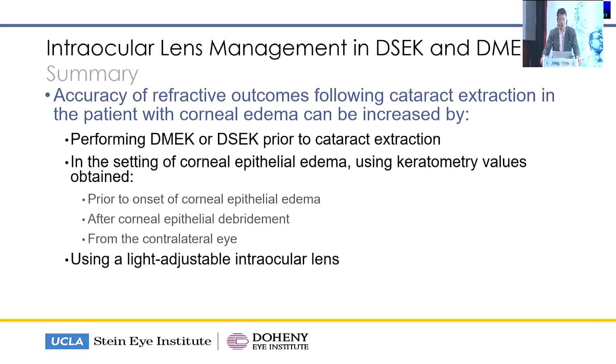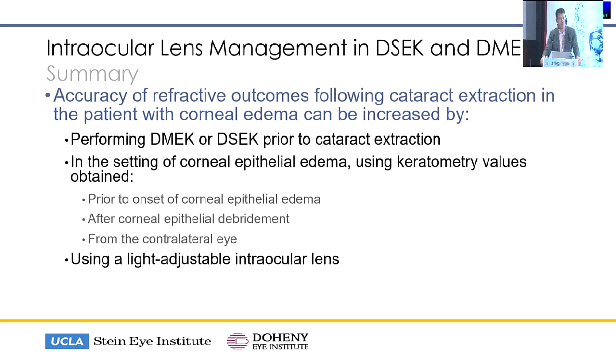You can do DMEK or DSAEK prior to cataract surgery, and I've done this a few times. I know some surgeons do this fairly routinely. In the setting of corneal epithelial edema, using K values obtained prior to the onset of epithelial edema is useful if they don't have subepithelial scarring, but if they do develop subepithelial scarring, those prior K values are not going to be that useful. You can do a debridement.